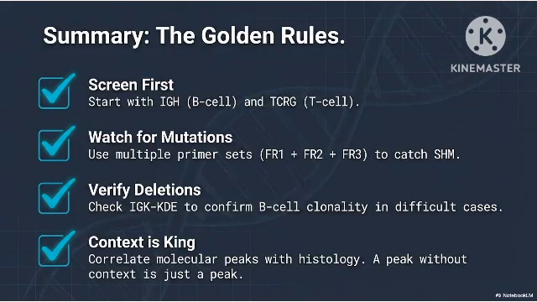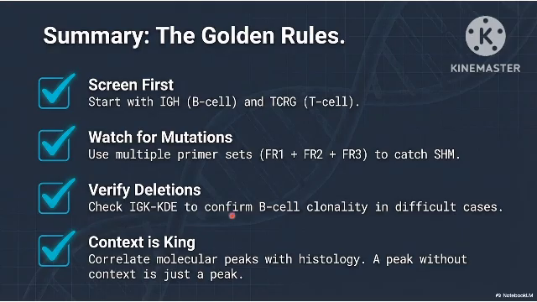So the golden rules: screen first with IGH for B cell, TCR-gamma for T cell. Watch for mutation at the primer binding sites. Be aware of somatic hypermutations. Verify deletions if your IGH fails and if your IG kappa also fails. Check for IgK and KDE rearrangements and SINT rearrangements, that is, constant intron RSS KDE rearrangements.